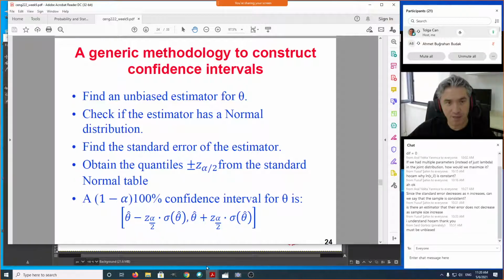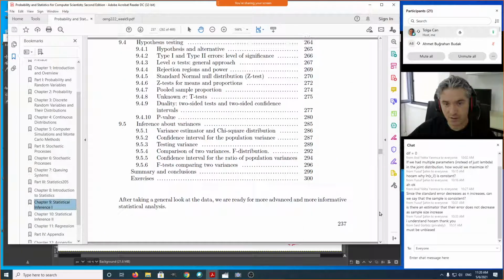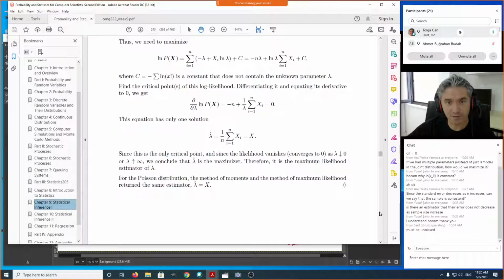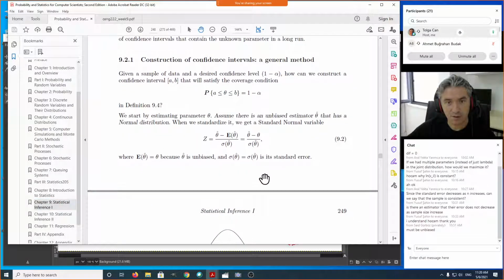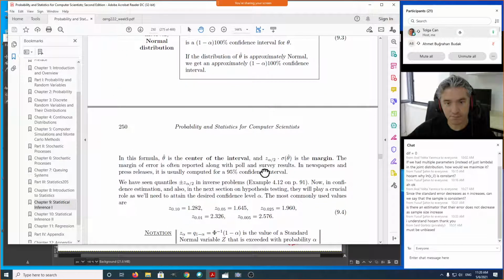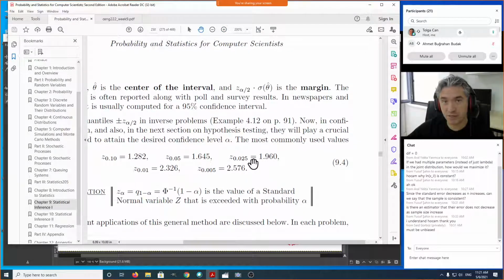And there are some well-known values. Let me go to the book again quickly, chapter 9. So here are some of the most widely used z quantile values. Yeah, for example, z 0.025 is 1.96. So if you want to have an alpha value of 0.05, or 0.95 confidence, you have to go 1.96 standard errors to the left and 1.96 standard errors to the right of your estimator. This is what it's saying.